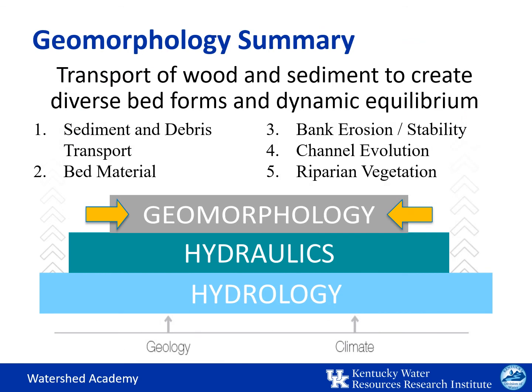So in summary, we hope that you've learned quite a bit about fluvial geomorphology. We hope that you've learned that it's the process where the water is transporting the wood and the sediment to create different bed forms and dynamic equilibrium. We hope that you've learned what happens when things get out of equilibrium and the effect that that has on the stream. And then we hope that you've learned some different ways in which hydrologists can measure this, whether they're measuring the transport of the sediment and debris, whether they're measuring the bed material itself, looking at channel erosion and stability, or how the stream is changing over time, as well as the riparian vegetation.